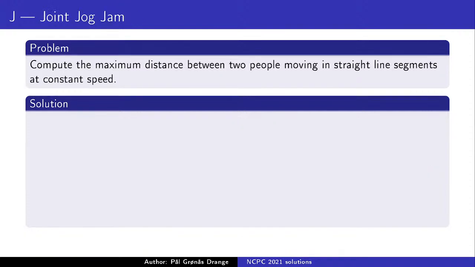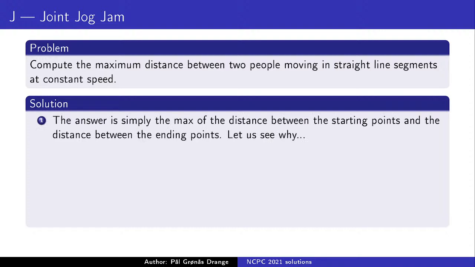The second easiest problem was problem J, joint Jogjam. So here we had 2 people who from time 0 to time 1 were moving in some straight line segments at constant speed, and we wanted to figure out the maximum distance that these 2 people were at during any point of time of their run. And the answer to this problem is simply the maximum of the distance between the 2 starting points and the distance between the 2 ending points.